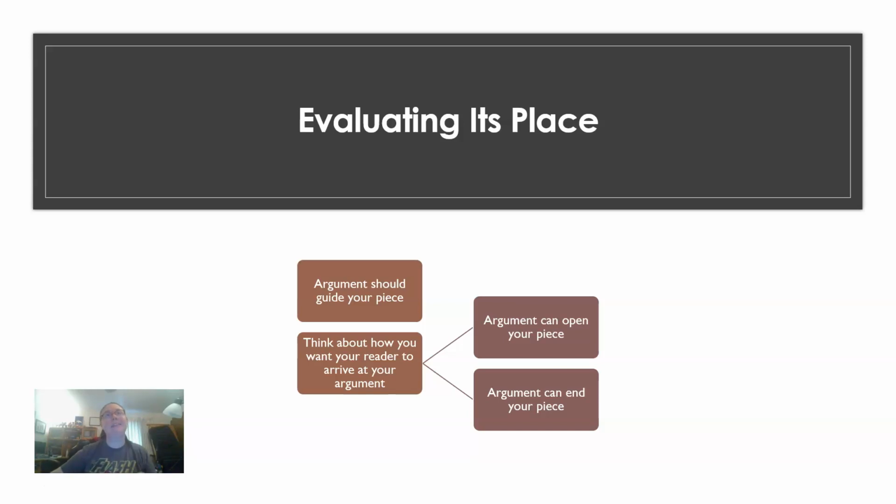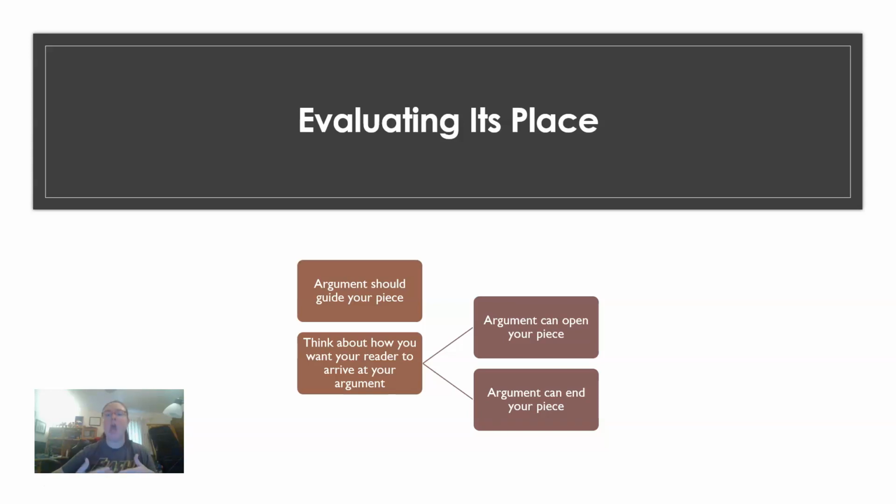Now, in academic writing, there are a couple different places you can find your argument, and it really is dependent upon the discipline you're writing for. More often than not, though, you will place it toward the beginning, and it typically does tend to open your overall body of work. However, there are some areas of study and academic disciplines in which the argument can be found toward the end of the piece. Now, what you'll want to consider is how you want your audience to arrive at your argument.